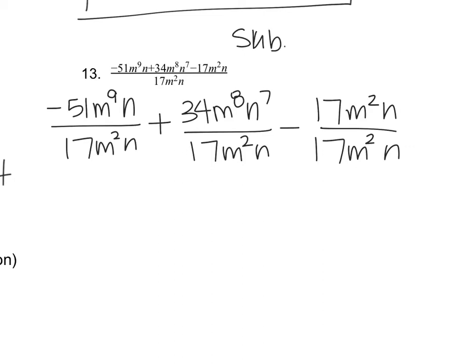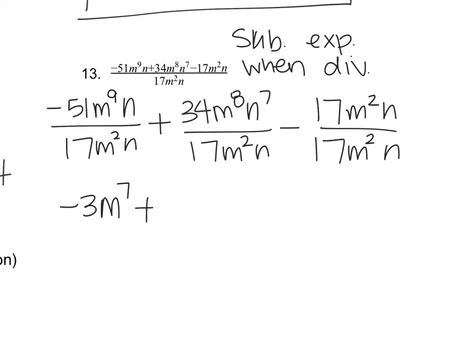So we subtract exponents when dividing. The numbers we divide like normal, like we multiply numbers like numbers. So negative 51 over 17 is going to give us negative 3. M to the 9th over m squared is going to give us m to the 7th. And then n over n is going to end up canceling. So that's the term we get for our first problem.